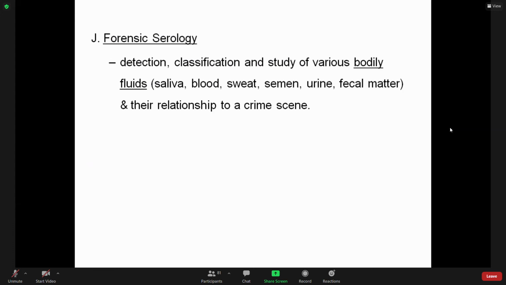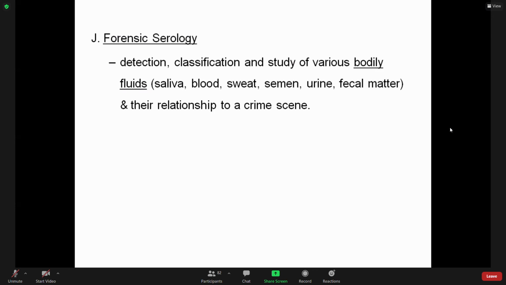Now, finally, a branch that is known as forensic serology, which is detection, classification, study of various bodily fluids. So, in a rape victim, by examining the bite mark, you can collect saliva swab. Even you can collect blood, sweat, semen, urine, fecal matter. These are all collected, various bodily fluids, and these are sent for lab investigation. And whether it is related with the crime scene or not can be identified. This is under forensic serology.